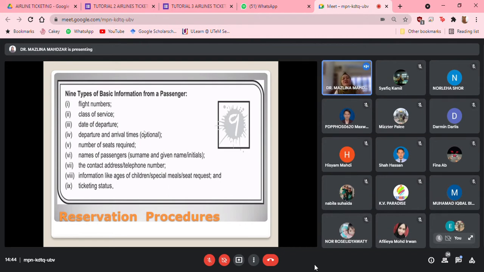Contact address, phone number, a contact address or phone number. Sometimes you need to get the contact address because sometimes your passenger asks you to send the ticket or the booking confirmation to his house address, for example because maybe he does not have an email and so on, he just has a phone number. So maybe you need the contact address of the passenger whenever it is required. And then information like ages of children, meal request, seat request and so on.